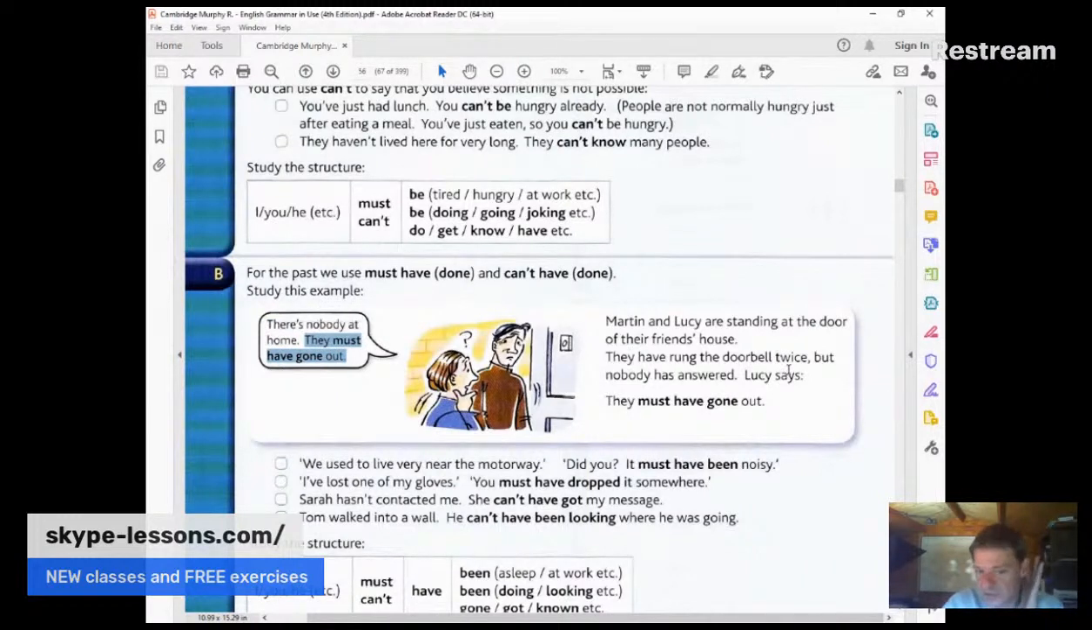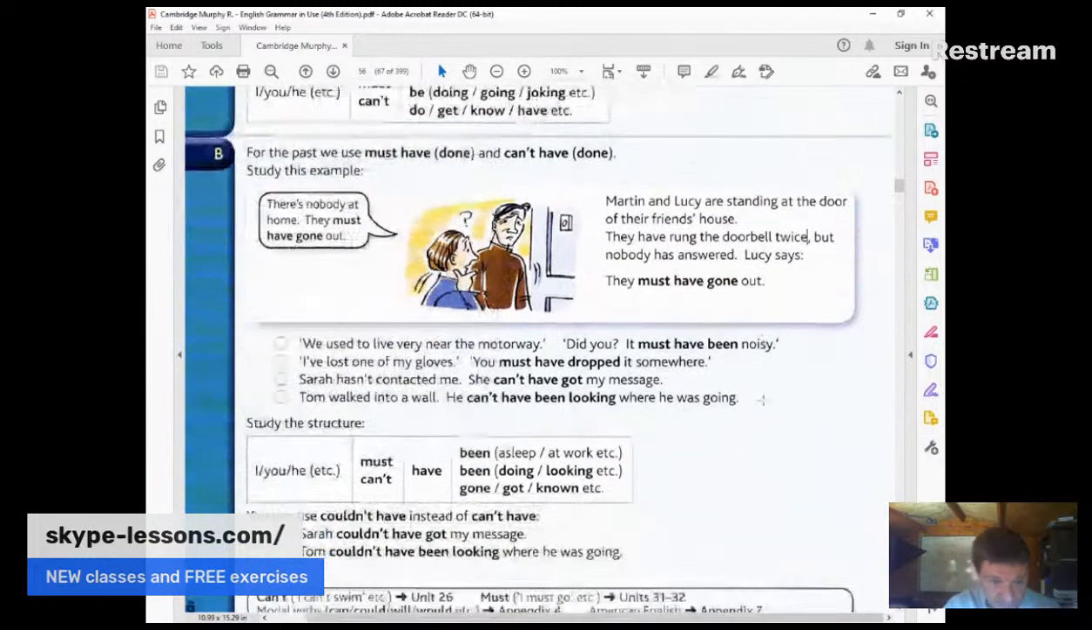It's not the same as they should have gone out, because if they should have gone out, they didn't go out, so they're at home at the moment. Okay, and we could have this one as well. Martin and Lucy are standing at the door of their friend's house. They have rung the doorbell twice, but nobody answered. Lucy says they must have gone out.